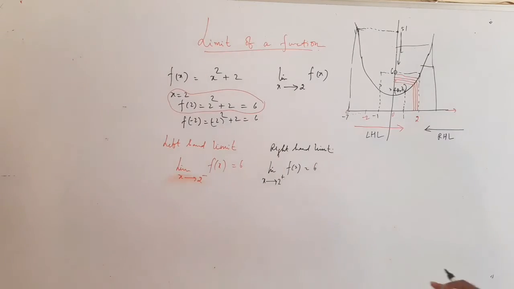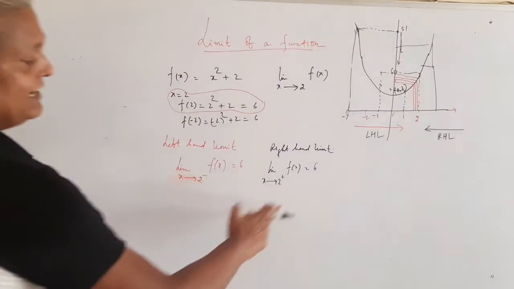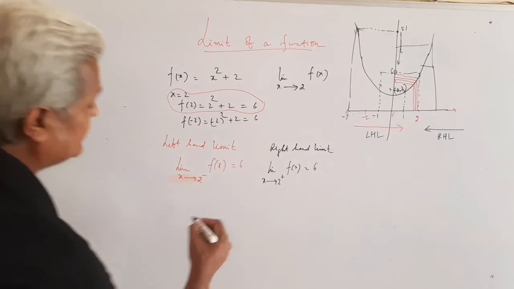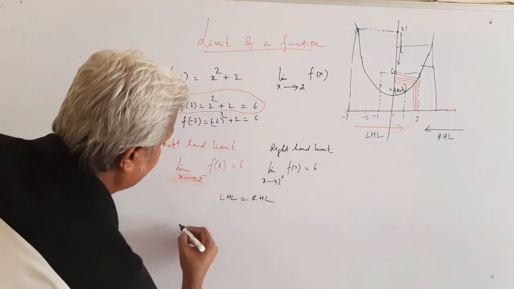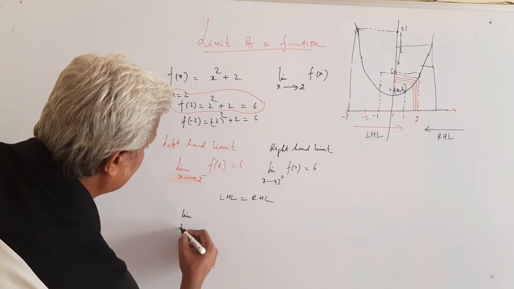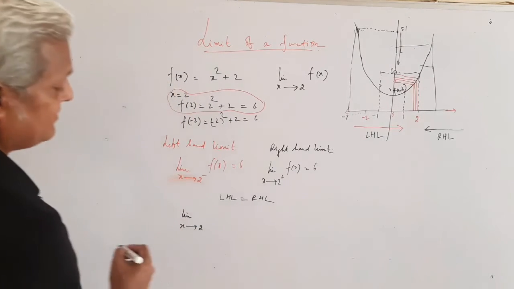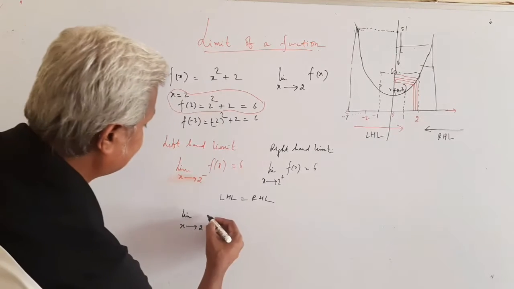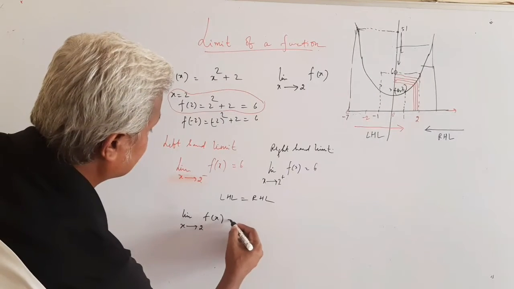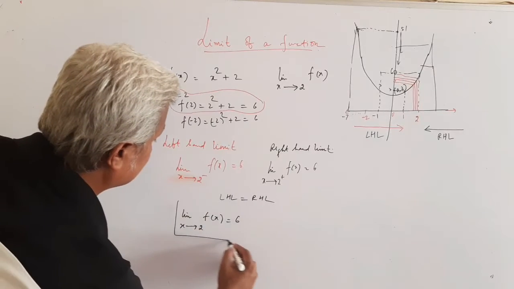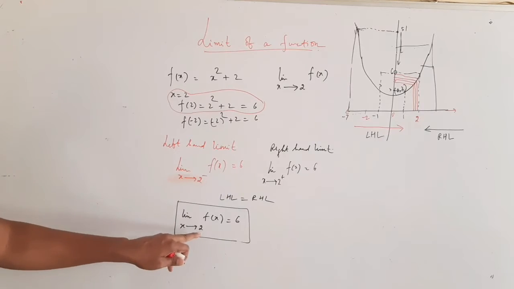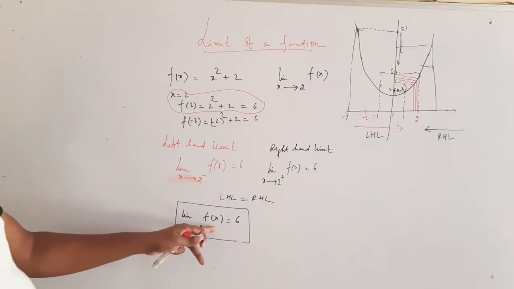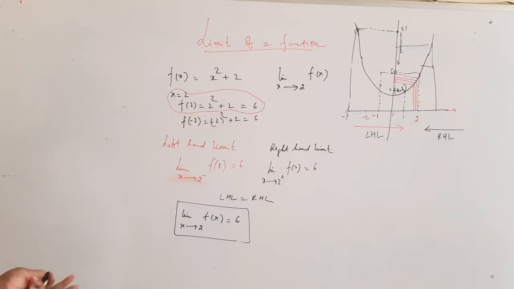And when we say that the left hand limit is equal to the right hand limit, then we say that since LHL is RHL, we conclude that the limit exists and the value of limit x tends to 2 f(x) is 6. When x is approaching 2 from either side, the function is approaching towards 6. This is the function and this is the idea of the limit.